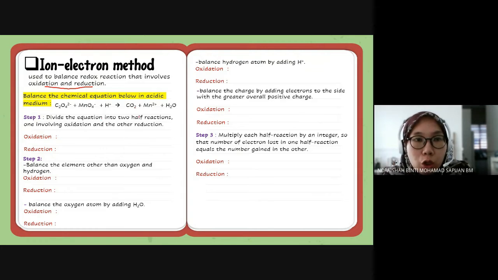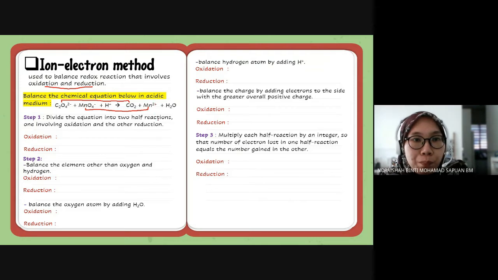So divide the equation into 2 half reactions. In this case kita kena tentukan which one is oxidation and which one is reduction. So to determine it, you need to count the oxidation number. At least kat sini kita nampak yang paling mudah untuk mengira adalah MnO4 minus to Mn2 plus. So kita kena determine the oxidation number for Mn at the left side and then compare with the right side is positive 2.